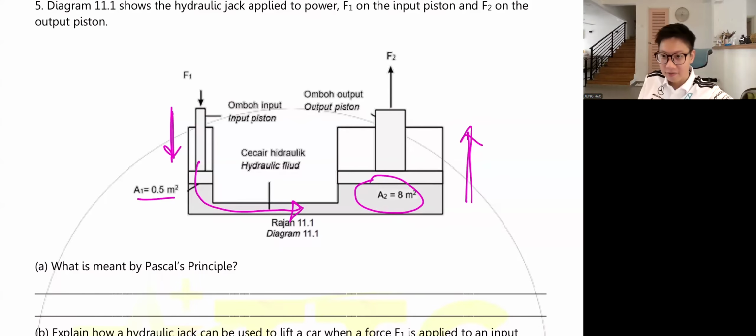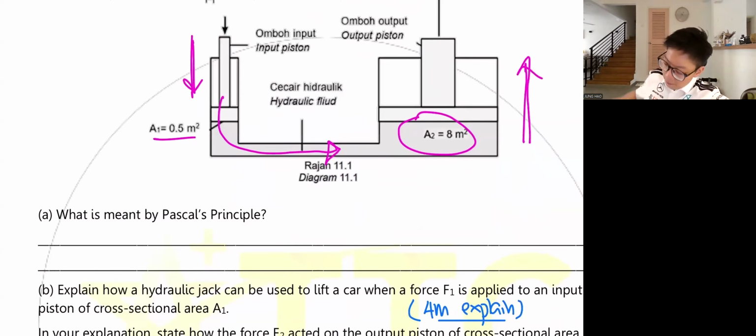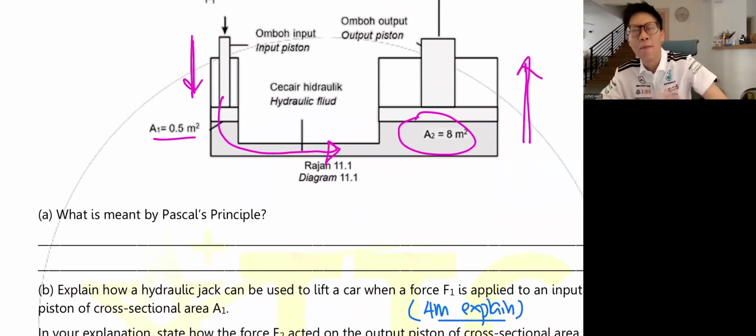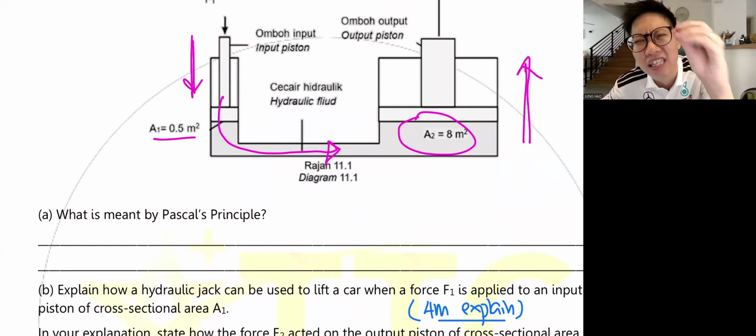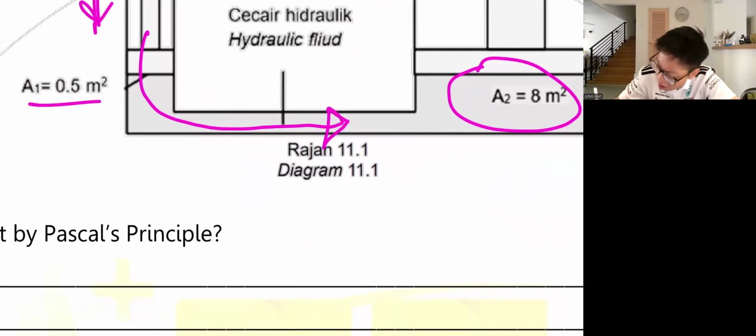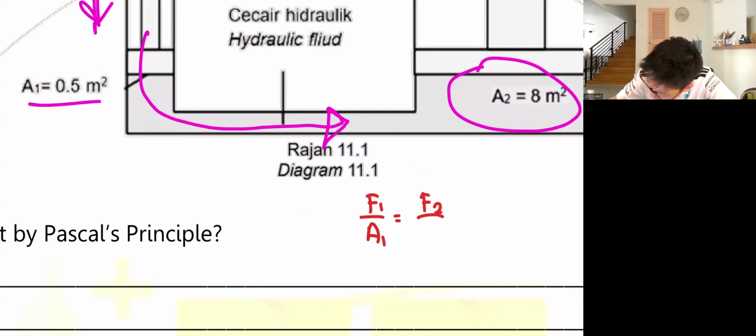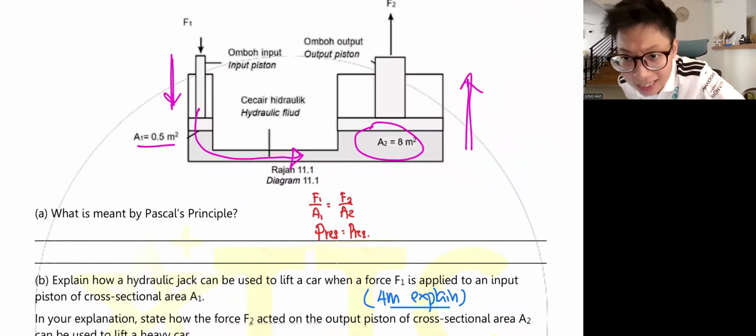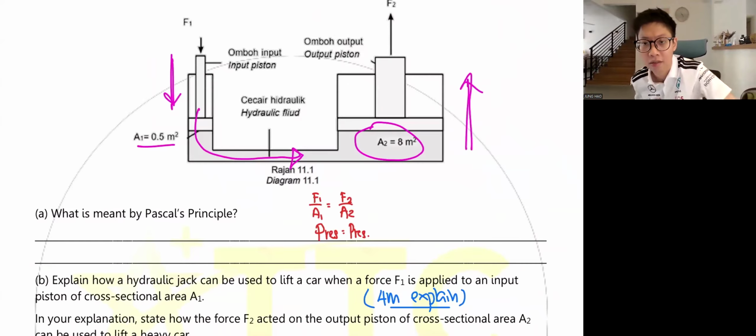Okay, now next. The answer is Pascal principle states that the pressure is transmitted equally in all directions. Guys, when you write F1 over A1 equals to F2 over A2, this comes from your pressure is equals to your pressure. Understand? So what we are sending is pressure, not force.